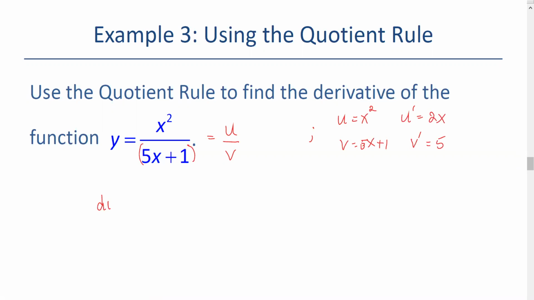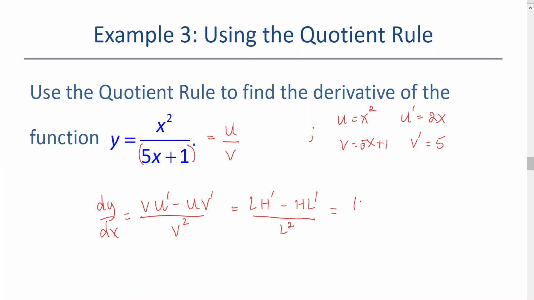Use the quotient rule: dy by dx will be v du minus u dv over v squared, or the denominator times the derivative of the numerator minus the numerator times the denominator prime, divided by the denominator squared. Or use a term like low d high minus high d low divided by low squared. Whatever formula is convenient for you.